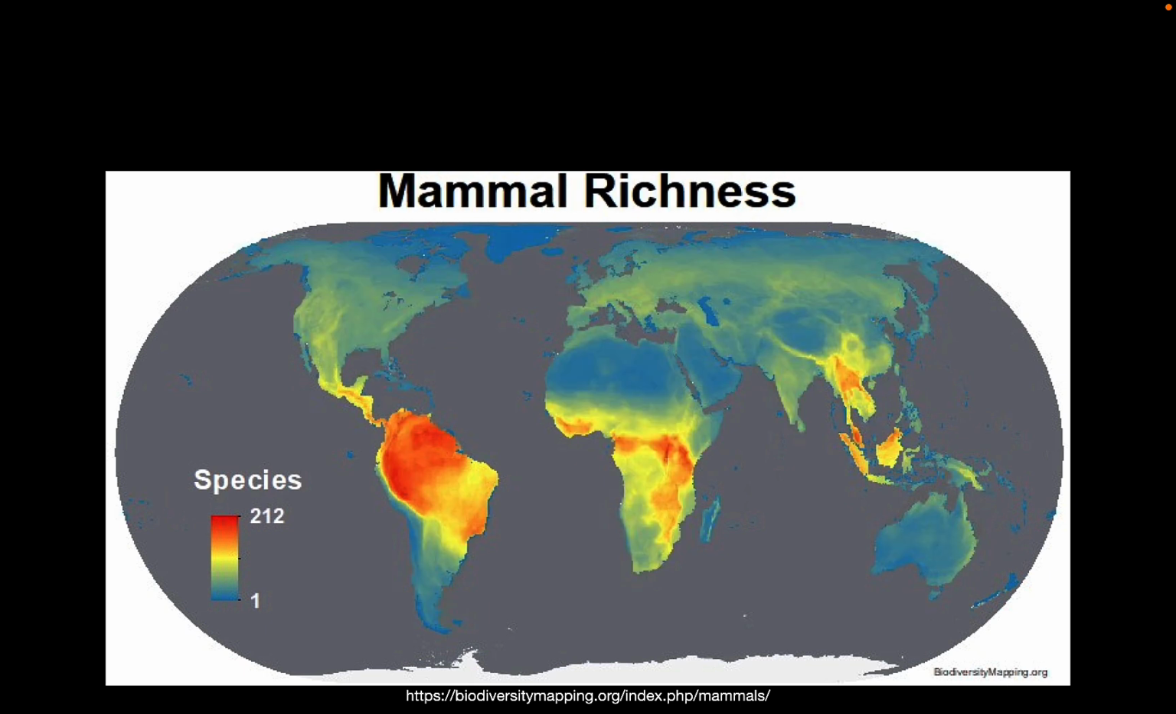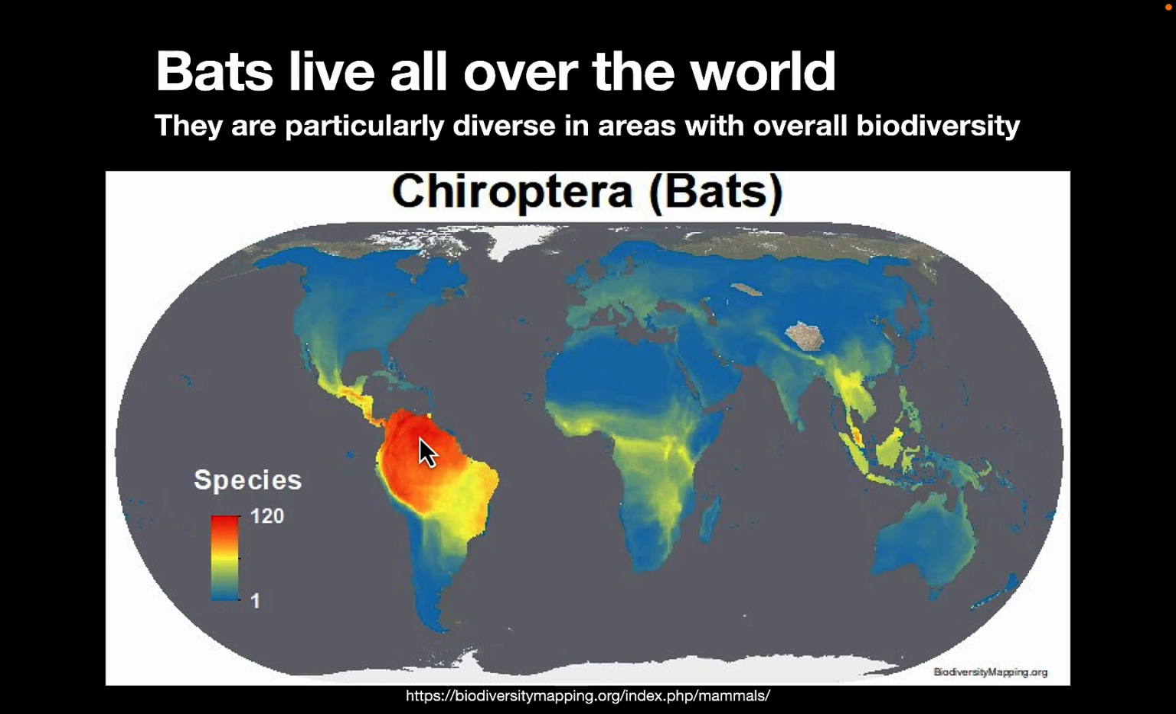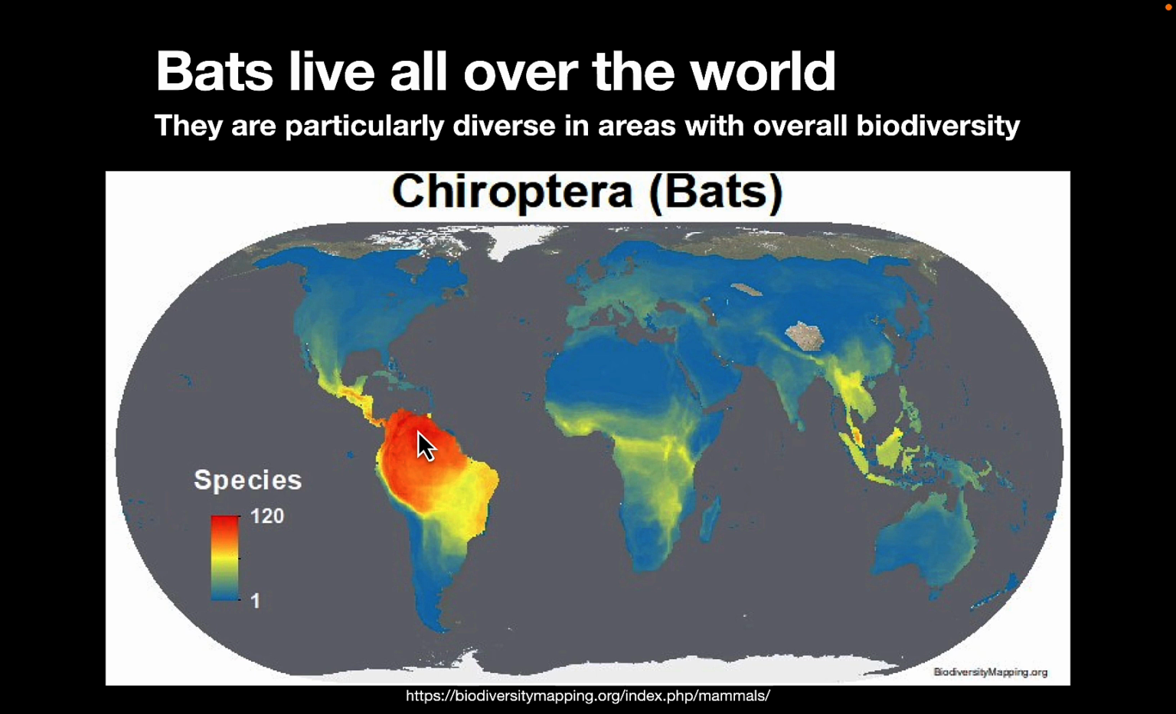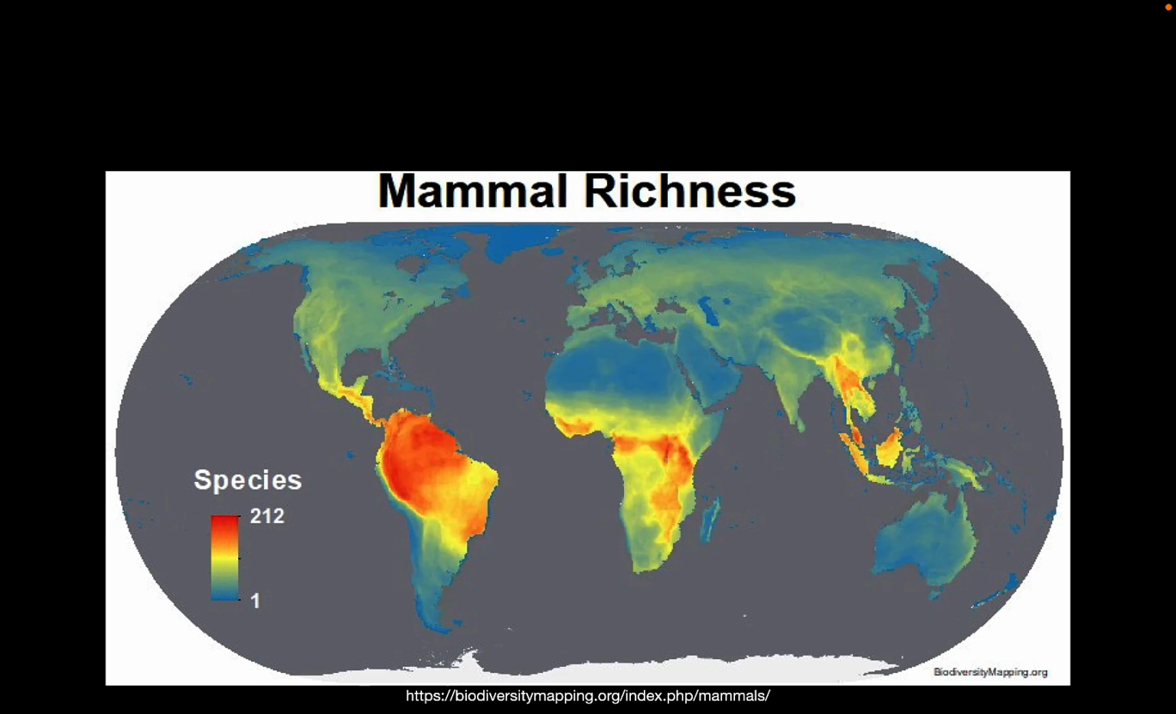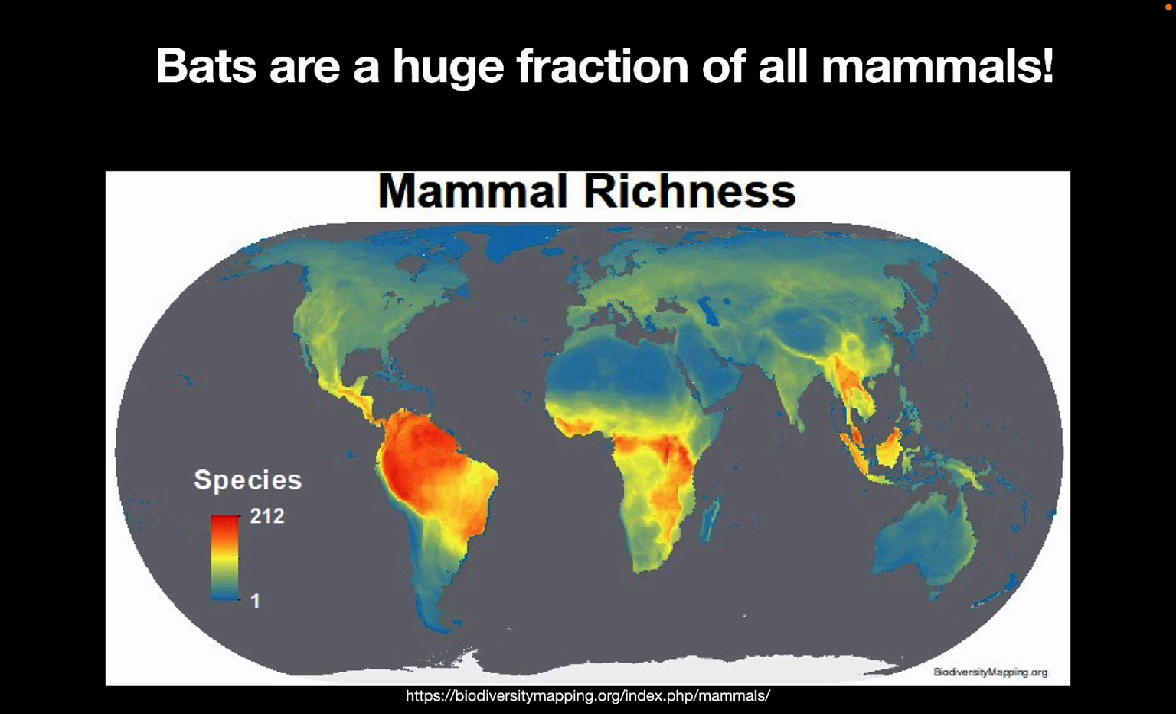One of them shows mammal richness, and one of them shows bat richness. And the color scale changes a little bit. So there are 212 species of mammals that you might find in this rich tropical forest here. And of those 212, 120 of them are bats. So bats are really diverse. There's all sorts of different little niches that they have, and 1/4 of all mammal species are bats.